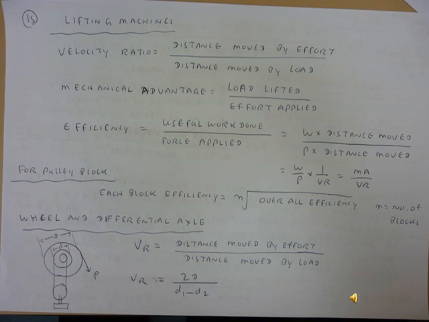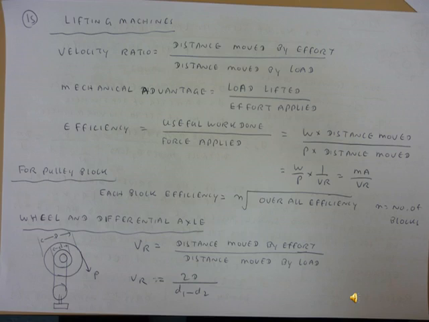For the pulley block, the efficiency for each block is equal to the number of blocks. Then there is the differential pulley block. In this case, you can see that the greater circle has a greater diameter D and the smaller circle has a smaller diameter d. And this smaller circle we attach to the weight.